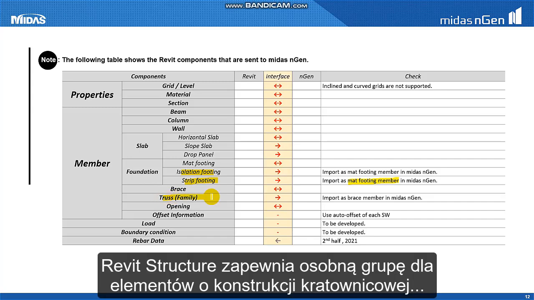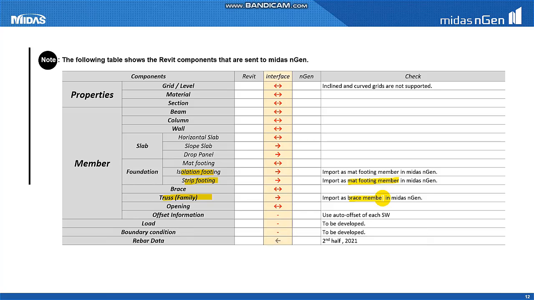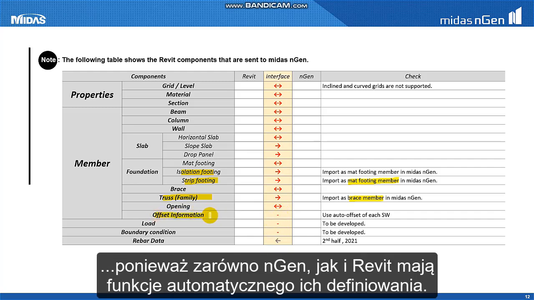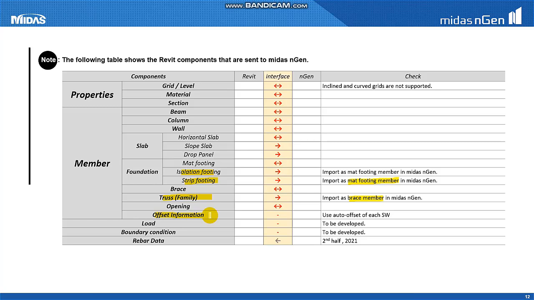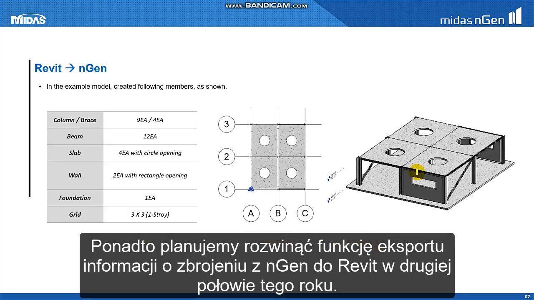Revit Structure provides the concept of a family format in the truss structures, but when imported into nGen, it becomes individual brace members instead of the original format. Offset information does not need to be considered here because both nGen and Revit have automatic shape offset functions. Furthermore, we are planning to develop a function to export nGen's Revit information to Revit in the second half of this year.